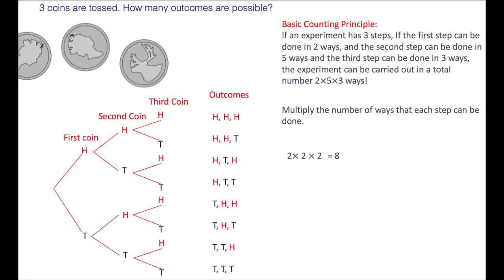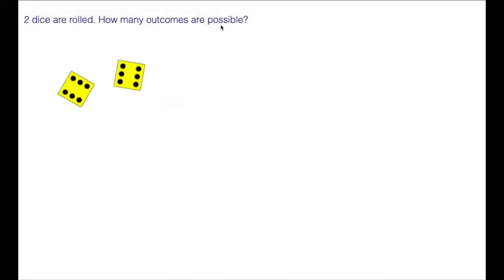Let's look at another example. 2 dice are rolled. How many outcomes are possible? All right, for the first step, you have 6 different ways that you can get a number. You could roll a 1, or a 2, or a 3, or a 5, or a 6. For the second die, there's 6 ways. It's 6 times 6, 36 different ways.